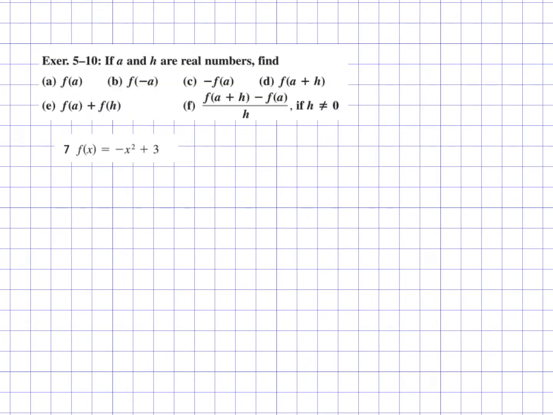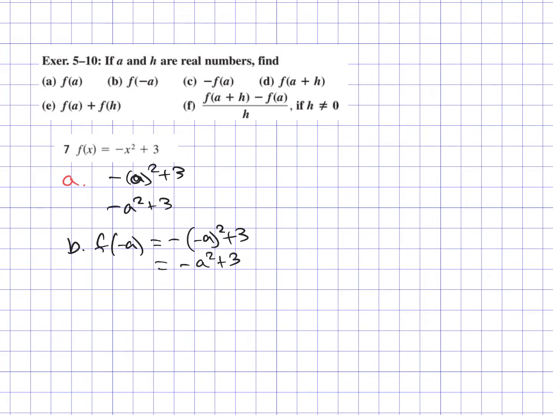Okay, so now we're going to do the exact same thing. So part A is negative a squared plus 3. So that's just negative a squared plus 3. Part B, f of negative a, so we're going to put a negative a in and square it, which doesn't mean anything. So you square a negative, it's positive, and you're still left with a negative a squared plus 3.